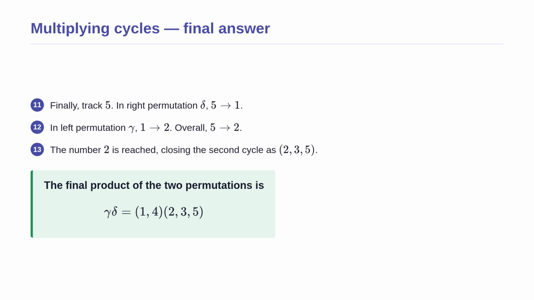In the right permutation delta, 5 goes to 1. We take that 1 to the left permutation gamma, which sends it to 2. Since we have returned to the number 2 which started this loop, we close the second cycle as (2, 3, 5). We have now successfully combined 2 separate permutations into one clean set of disjoint cycles. The final answer is the product of the cycle (1, 4) and the cycle (2, 3, 5). This right-to-left tracking ensures we correctly map every element to its final destination without confusion.